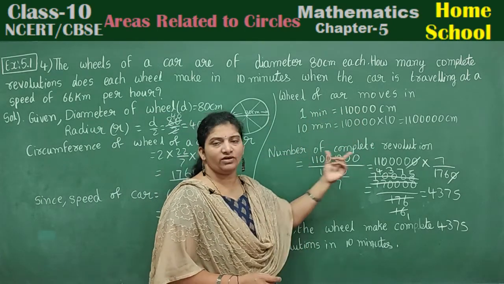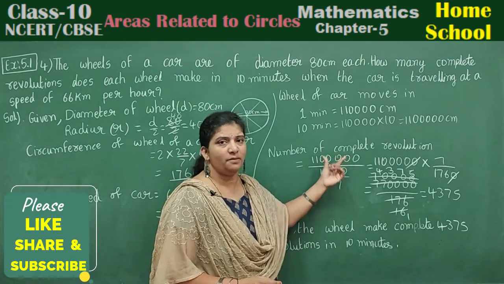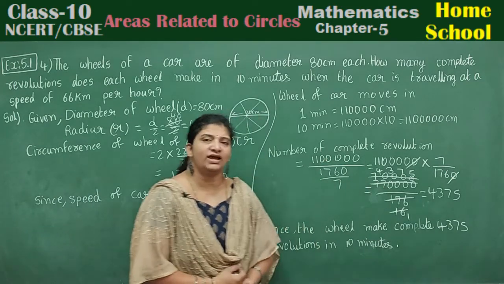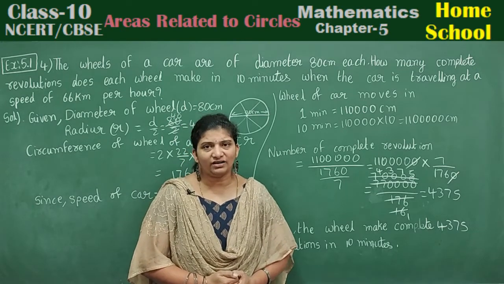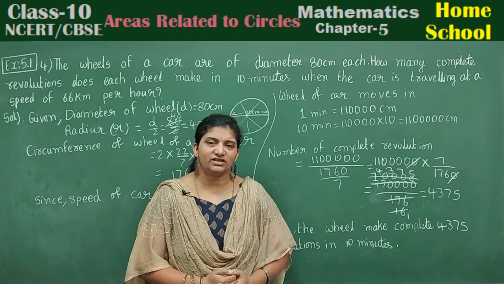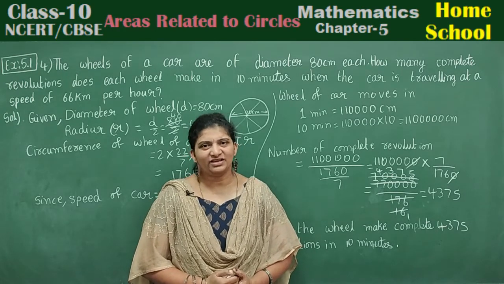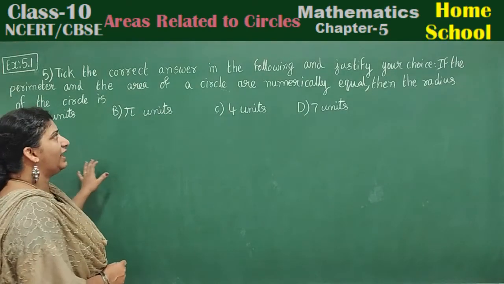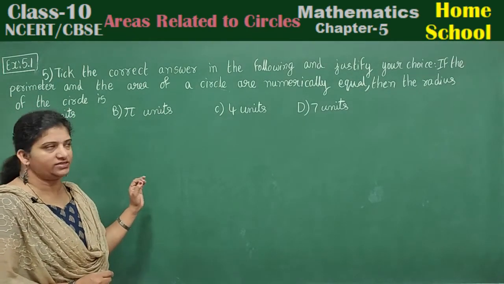Therefore, the total number of complete revolutions is equal to the total distance in 10 minutes divided by the circumference of a wheel. That will be 4,375 revolutions done by a wheel of a car in 10 minutes with a speed of 66 kilometers per hour. Okay, is this clear, children? Fifth problem, tick the correct answer in the following and justify your choice.